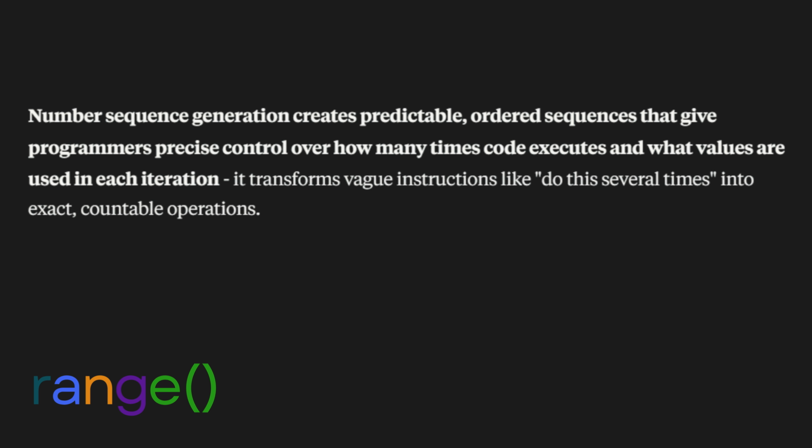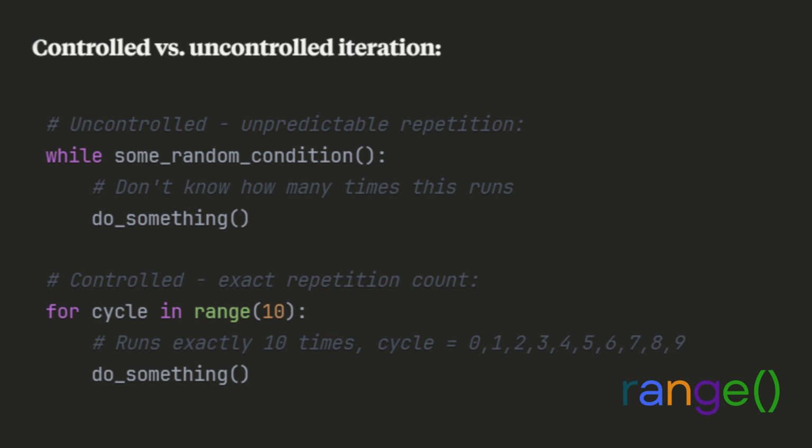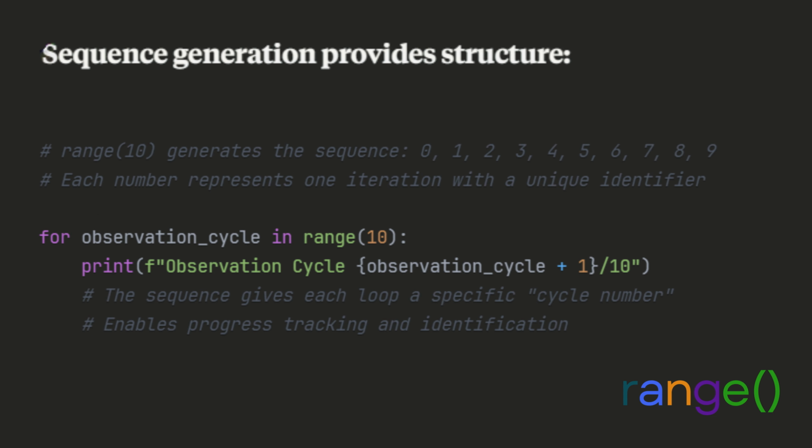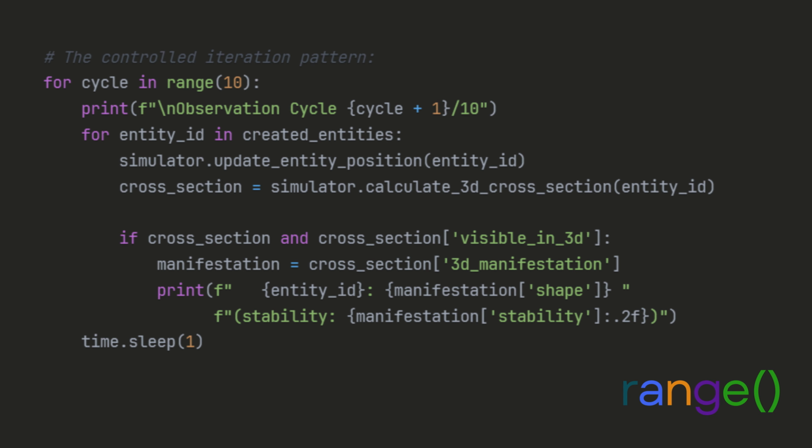The concept of number sequence generation for controlled iteration enables precise loop behavior. Instead of infinite loops or arbitrary repetition, range provides exact control over how many times operations repeat. So we've got the iteration pattern here, which you can see on the screen.